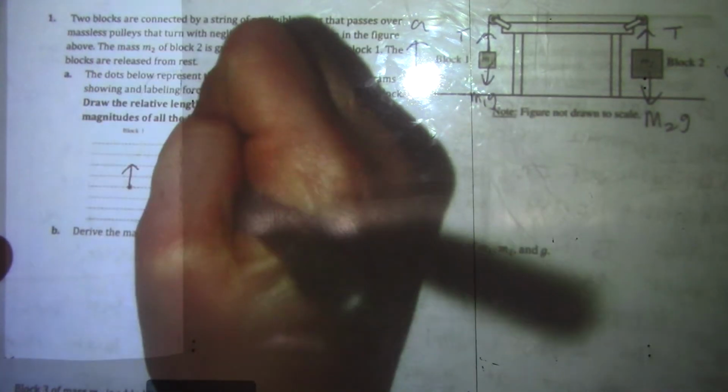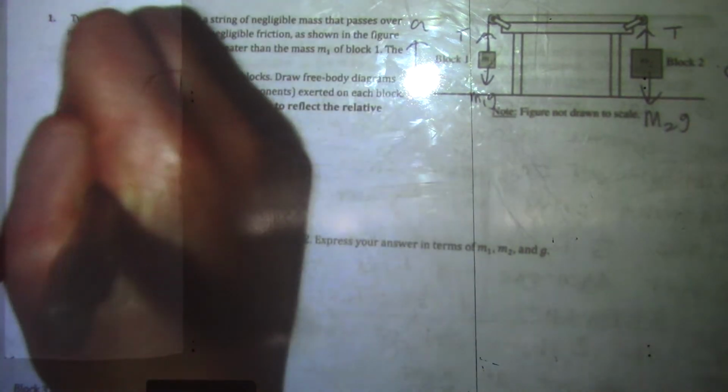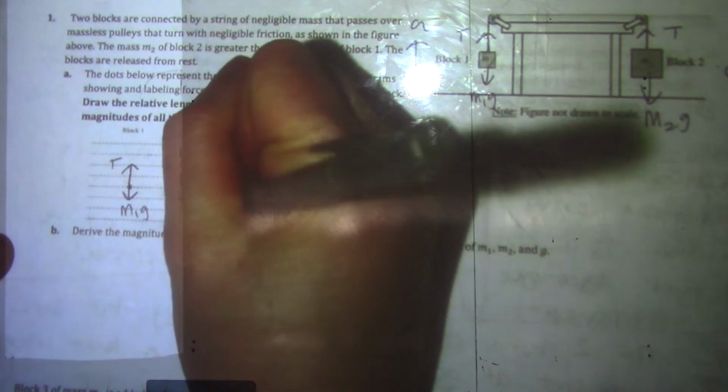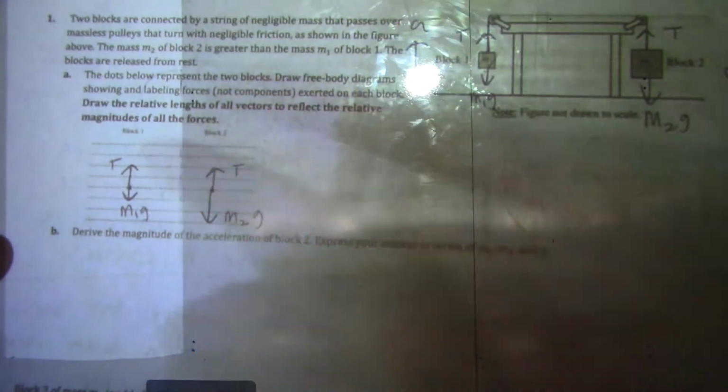So what I'm going to do is make T 2 units long, T and T, and then I'm going to have M1G just 1 unit long. That way it accelerates up. And I'm going to have M2G 3 units long. That way this one accelerates down, and the T's are still the same. M2's big, yeah, good.